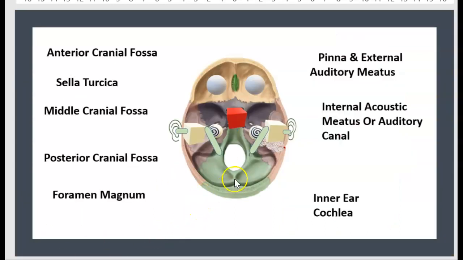From the intracranial view, anterior cranial fossa, middle cranial fossa, and posterior cranial fossa. Here's the foramen magnum, pinna and external auditory meatus, internal acoustic meatus or auditory canal, and inner ear and cochlea.